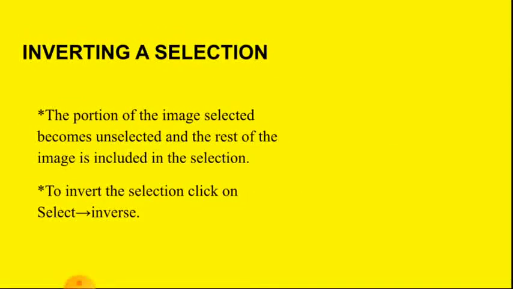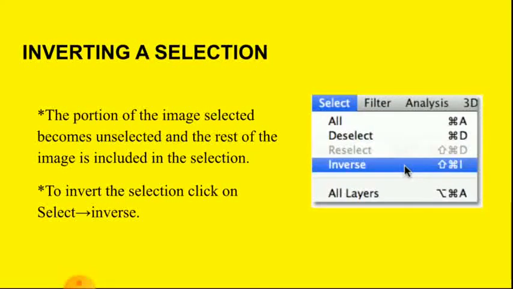Inverting a selection. The portion of the image selected becomes unselected and the rest of the image is included in the selection. To invert the selection, click on Select, Inverse. Can you see? Click on Select, Inverse.